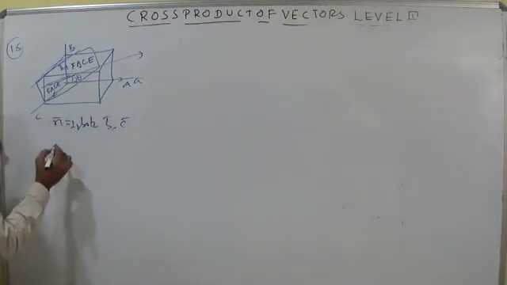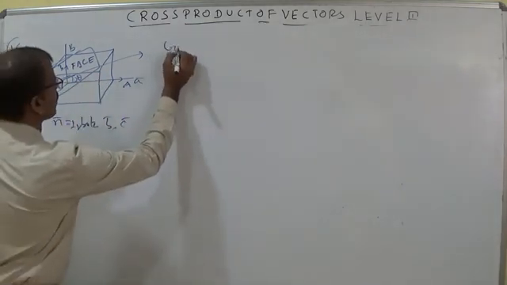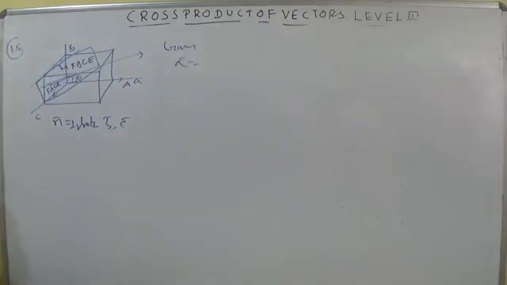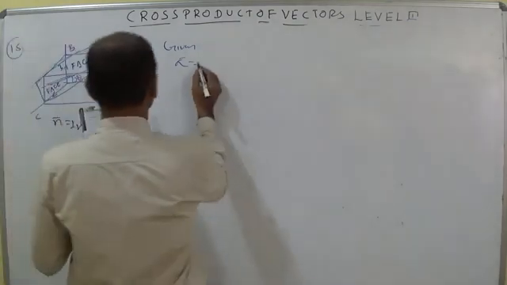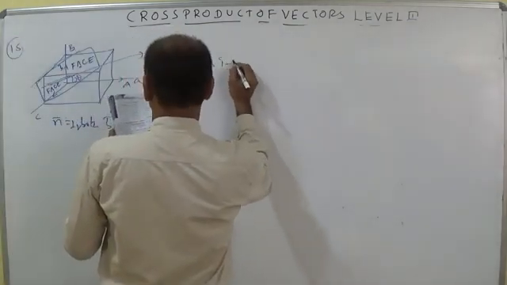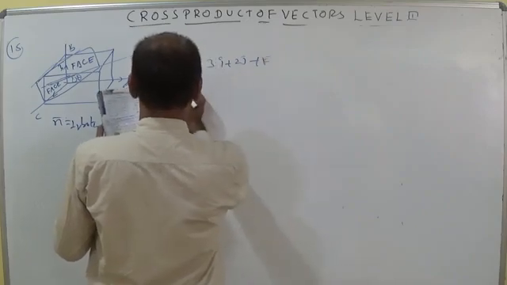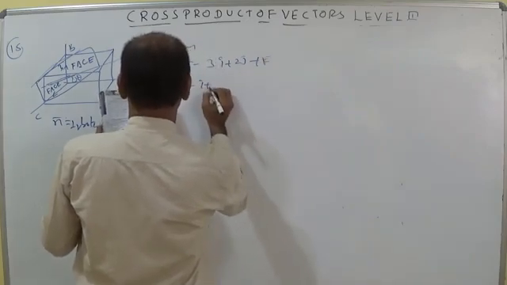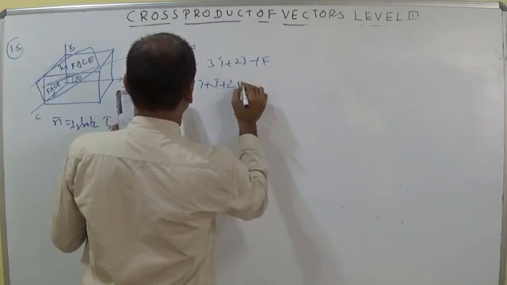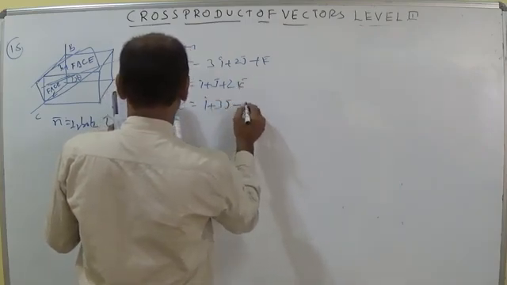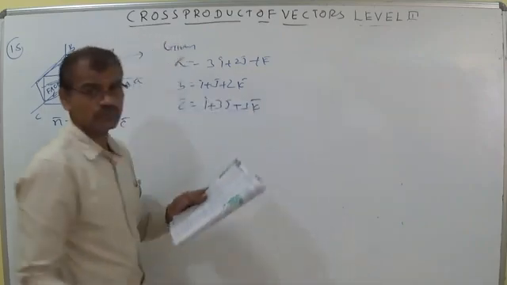So now let us calculate. Given data: a bar is equal to 3i plus 2j plus k, b bar is equal to i plus j plus 2k, and c bar is equal to i plus 3j plus 3k.